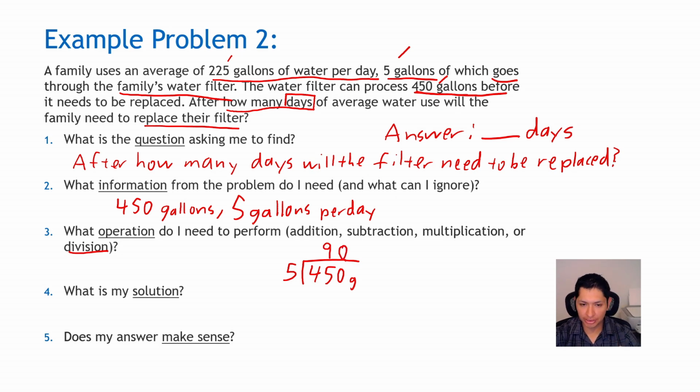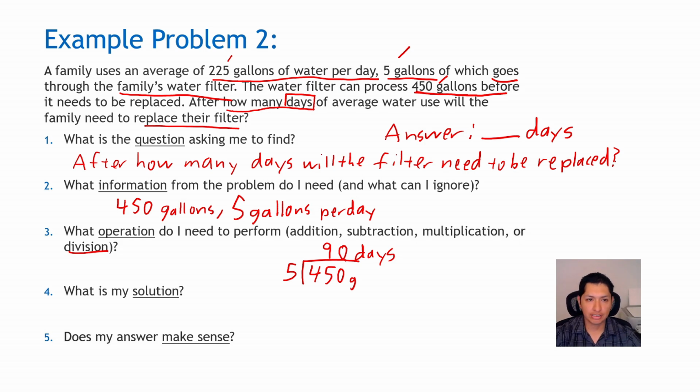Now this section isn't about division. You can check this answer with the calculator, right? This is a lesson about going through the 5-step process. And so I'm just going to go ahead and tell you that 450 divided by 5 is 90. So 90 days is how much time I can use the filter before it needs to be replaced.